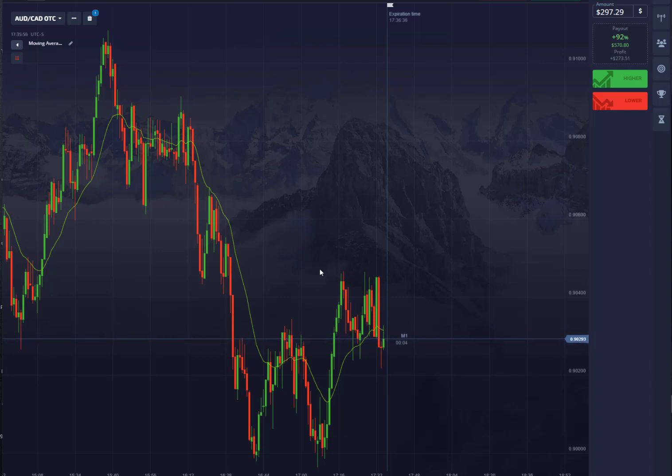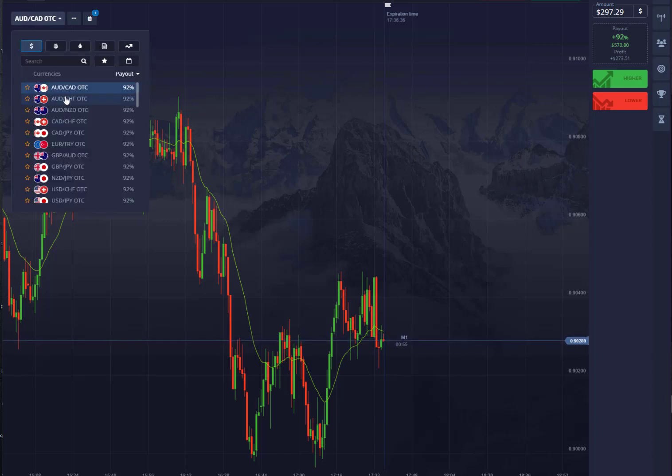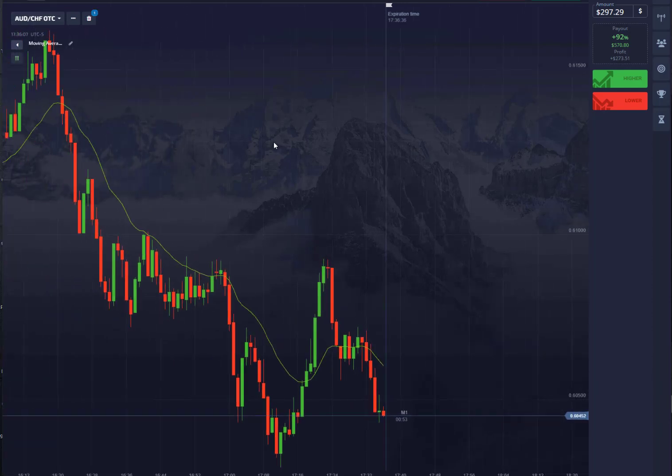So I would box this up. Put a horizontal line there, horizontal line there. Whichever way it breaks out, that's which way we're headed. See what's going on with the AUD/CHF. Looks a little cleaner.